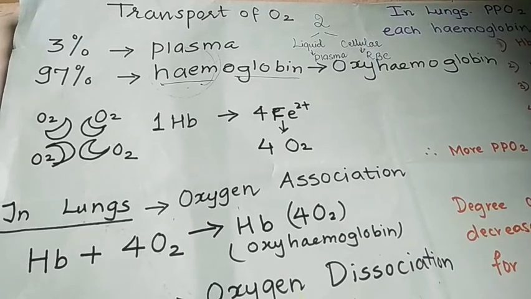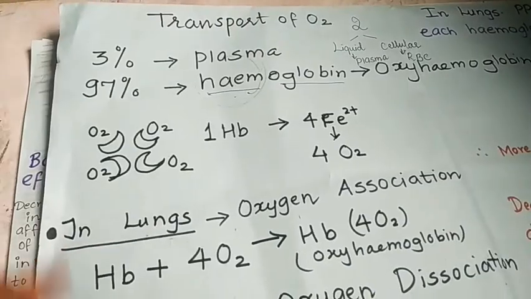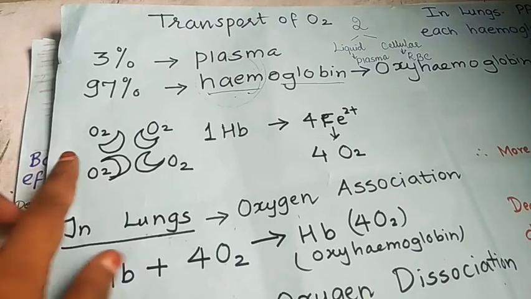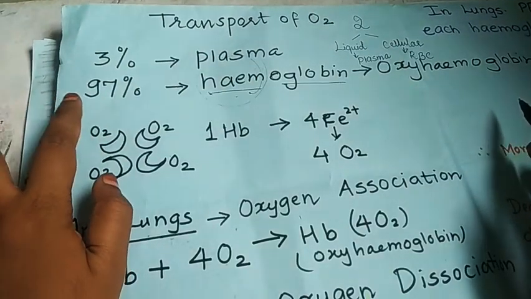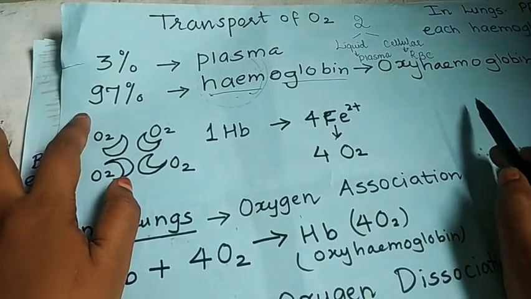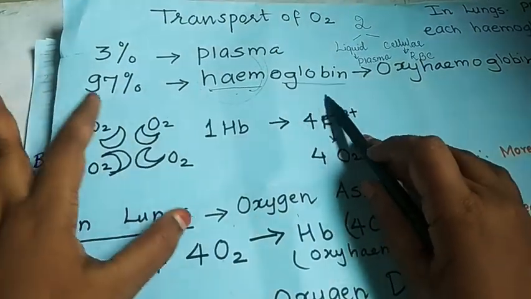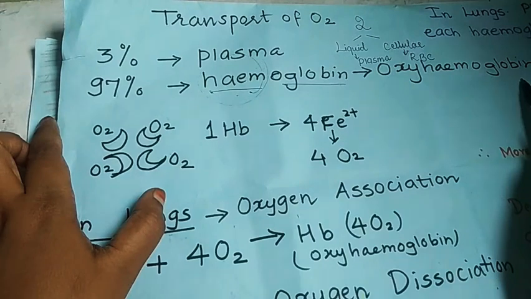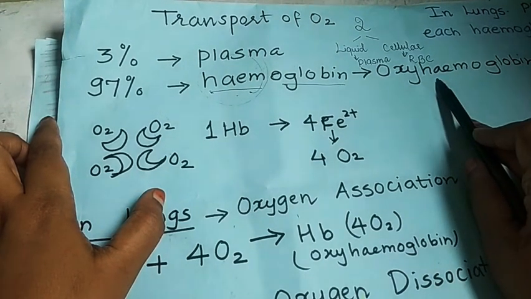In these two parts of the blood, around 3% of oxygen will be taken up by plasma. Plasma is mainly made up of water, and that water will take up the oxygen. The rest 97% of oxygen, whatever we have inhaled and is present in our alveoli, will be captured by hemoglobin. When hemoglobin attaches with the oxygen, it forms oxyhemoglobin.